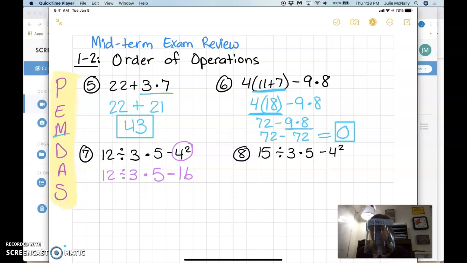Okay, you've got to hold on. Don't erase this yet. 3 times 5 is 15. 2 divided by 15.